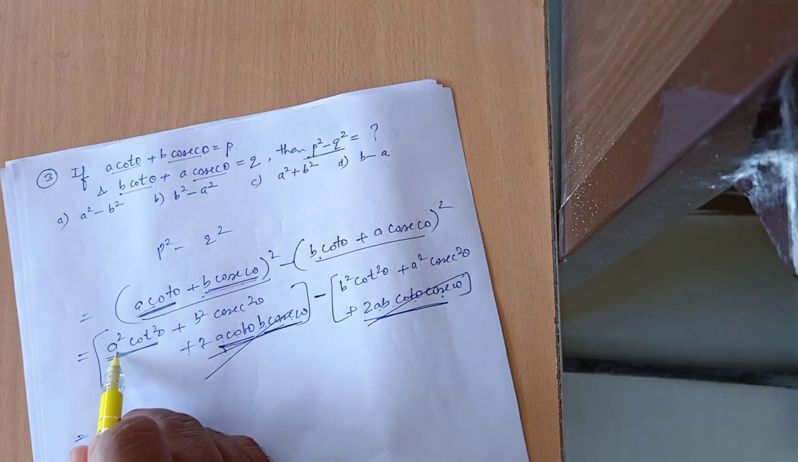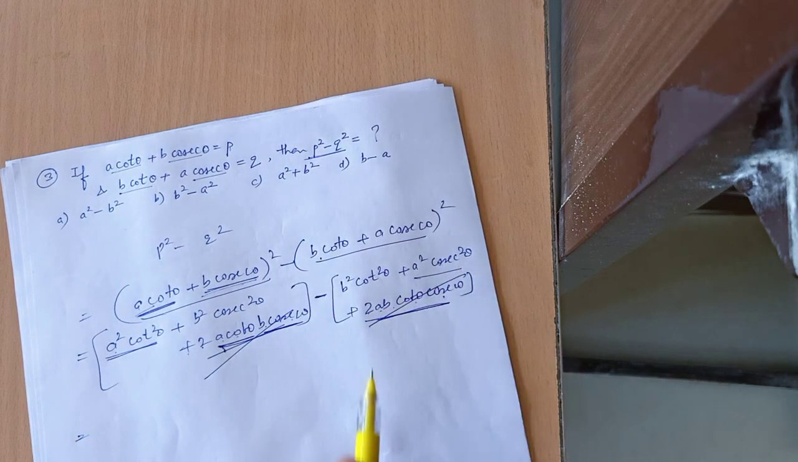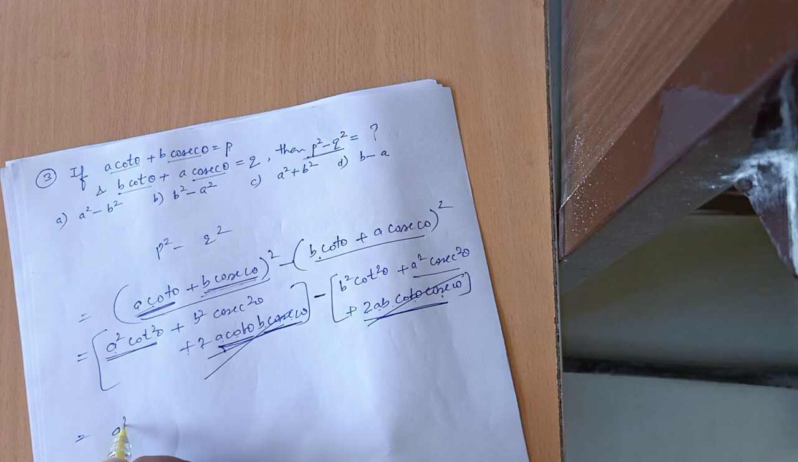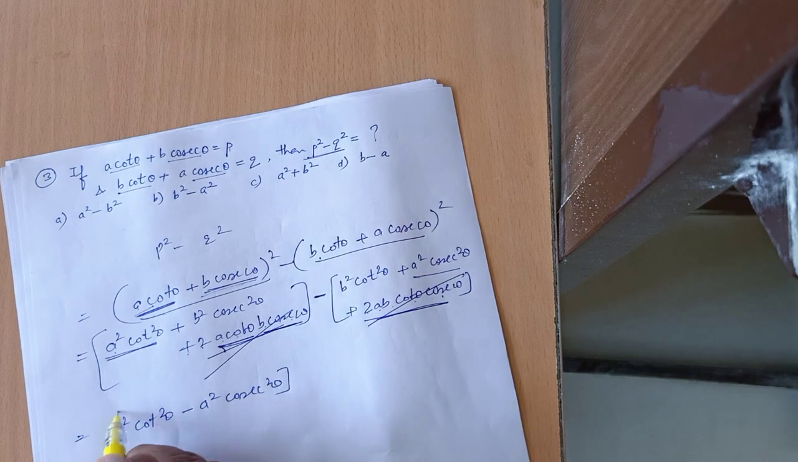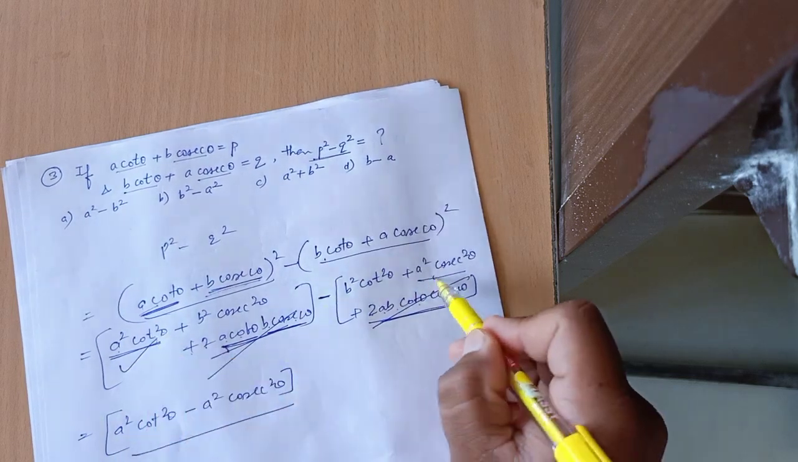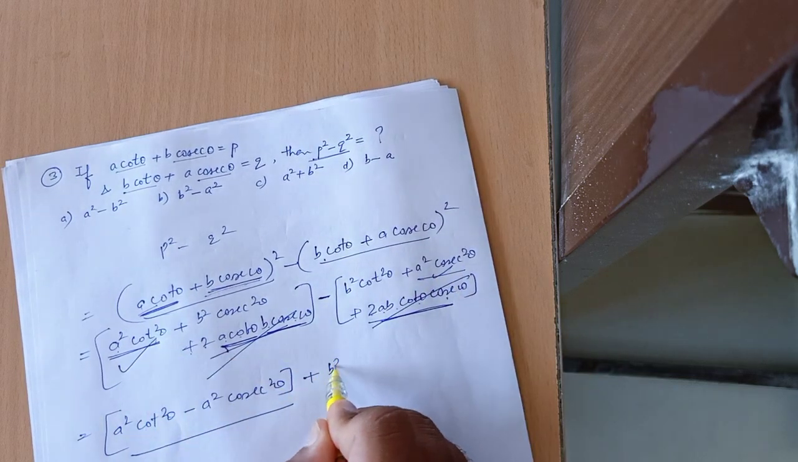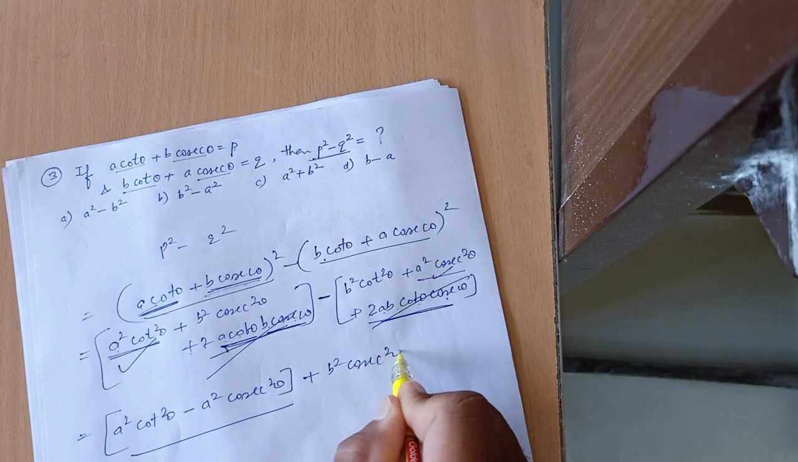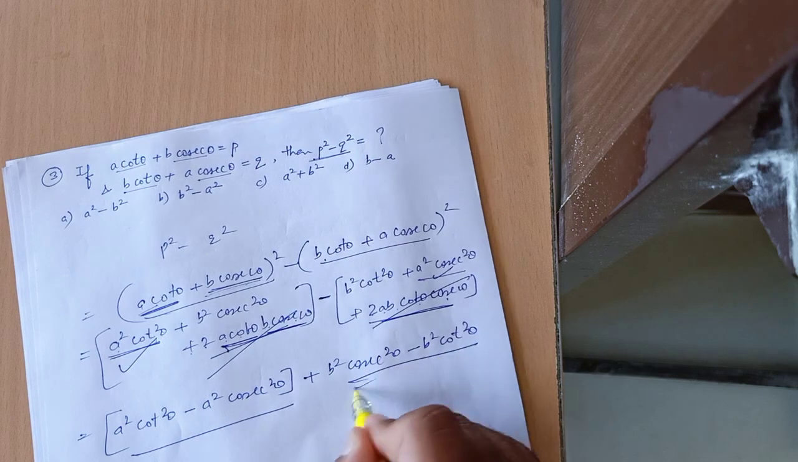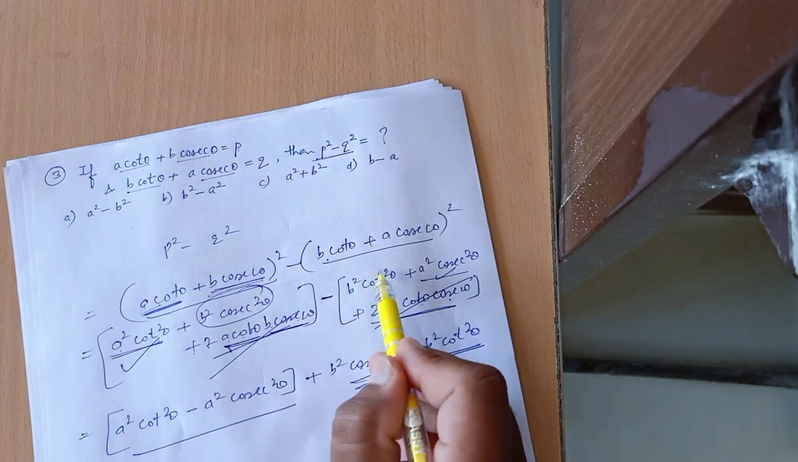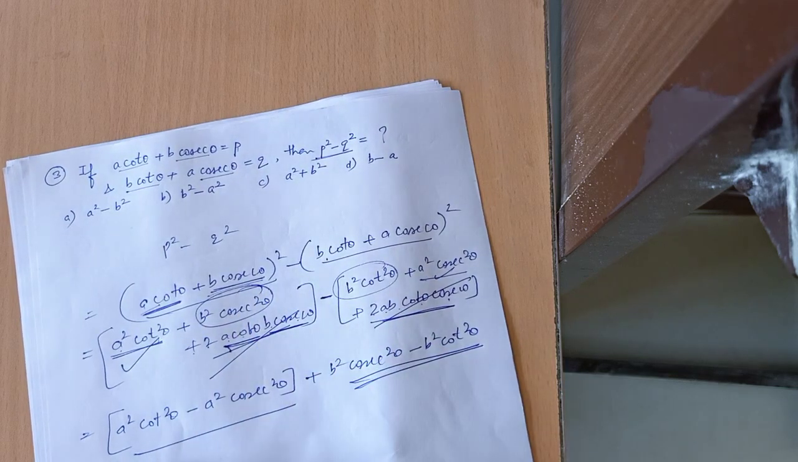Now this a square is here, a square is here, so a square cot square theta minus a square cosec square theta. Okay, so this one and this one we will write like this. Then b square cosec square theta minus b square cot square theta. Write this. So this one and this one we have written. So take a square common.